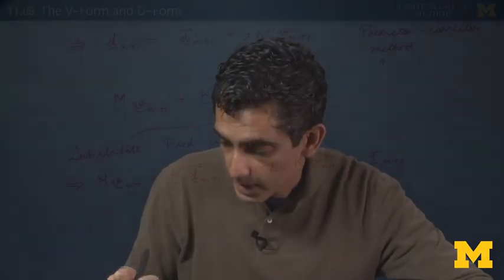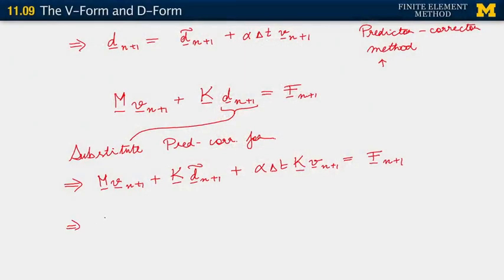So we get here, this implies m plus alpha delta t k, times Vn plus 1, equals f n plus 1 minus k d tilde at n plus 1.